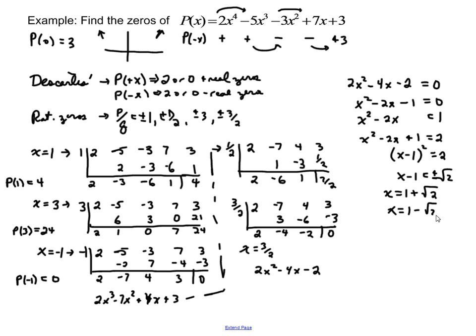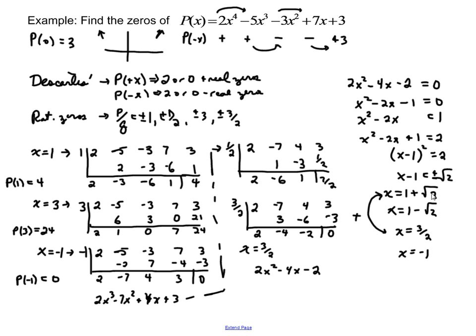So you look back at this list right here, and our zeros then are x equals 1 plus square root of 2, x equals 1 minus square root of 2, x equals 3/2, and x equals negative 1. Does this fit those conditions? Well, sure. We have two positive real numbers, 3/2 and positive 1 plus square root of 2. Those are both positive zeros, right?